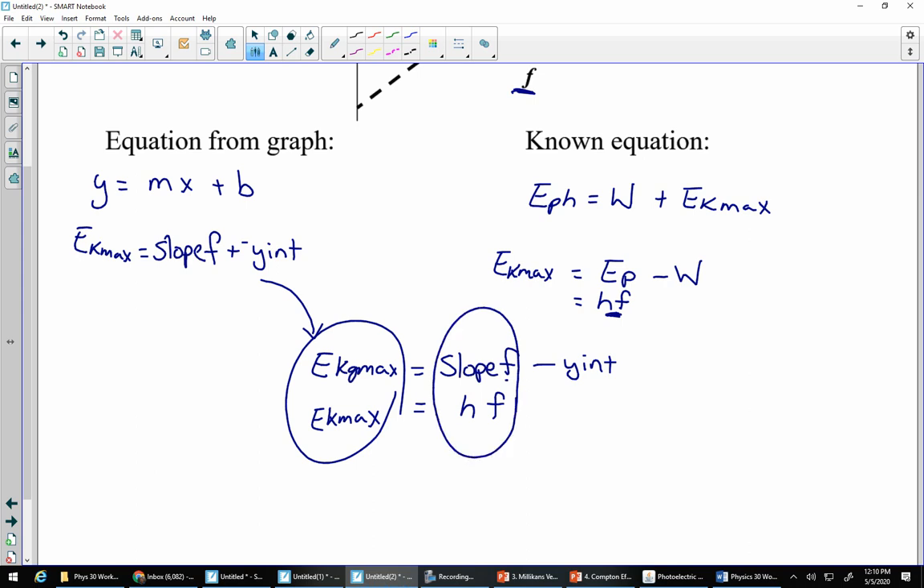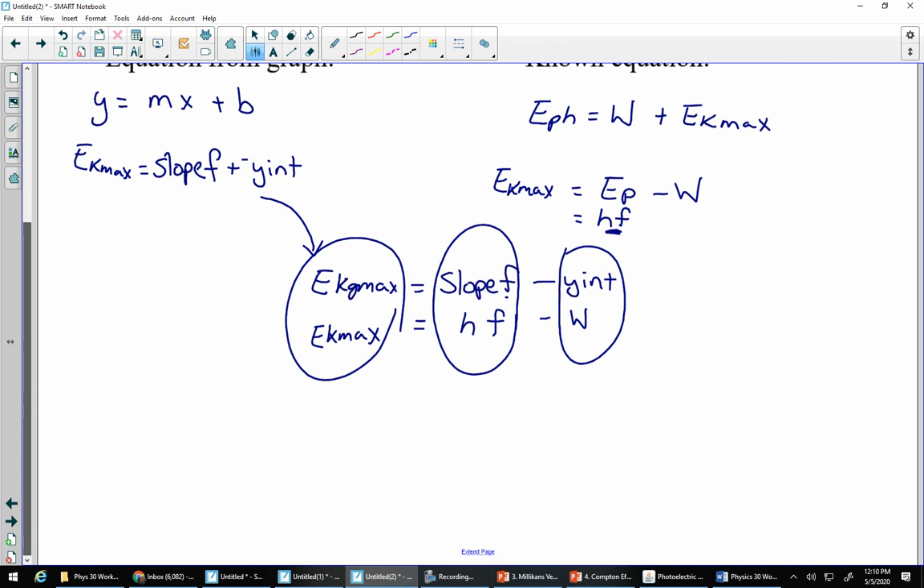Those two things are exactly the same. And then minus my y-intercept: well, my y-intercept must be my work function. Those two things must be exactly the same. So in other words, slope times f is equal to h times f, so slope is equal to Planck's constant. And the y-intercept is indeed equal to my work function, or the magnitude of my y-intercept.